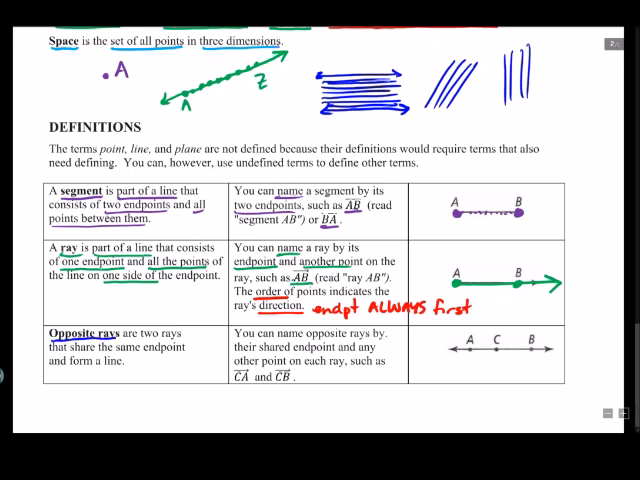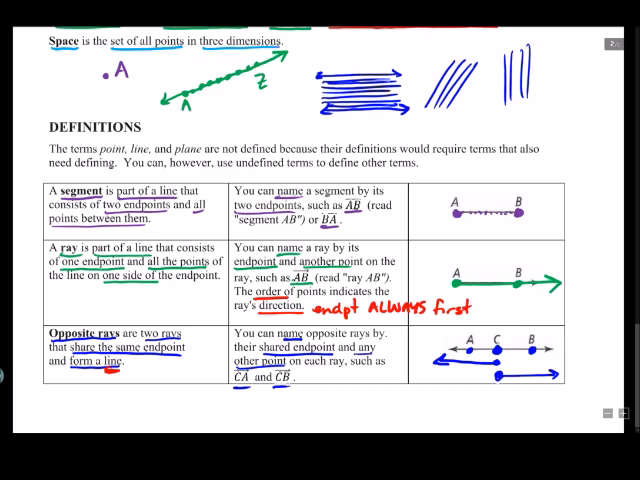Opposite rays are two rays that share the same endpoint and form a line. That's worth some indication there. You name opposite rays by the shared endpoint and any other point on each ray. So we have two rays here and they share endpoint C. Our first ray, CA, goes this direction, goes through point A. Our second ray here, CB, goes through point B.